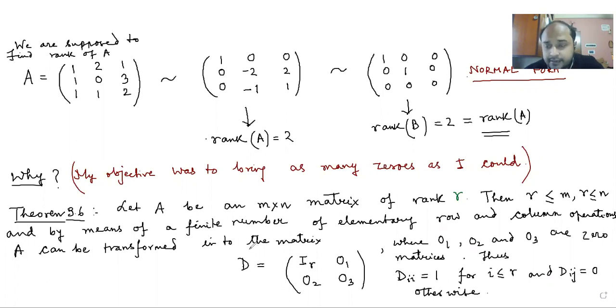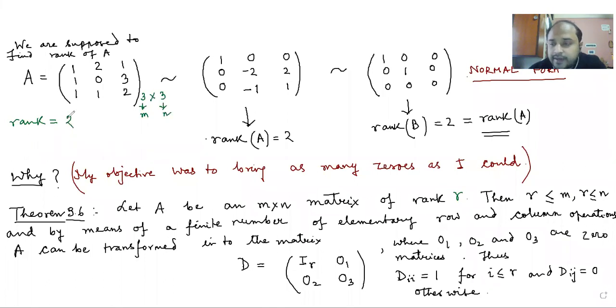Now let me connect this theorem to the given normal form which I have obtained, and you will understand why I transformed the given matrix into the normal form. Because I wanted to apply theorem 3.6 over here. If I connect theorem 3.6 to the given normal form, you will see that the rank has come out to be 2. And originally the matrix has order 3 cross 3. So here m is equal to 3, here n is equal to 3. Both are the same, so it is a square matrix.